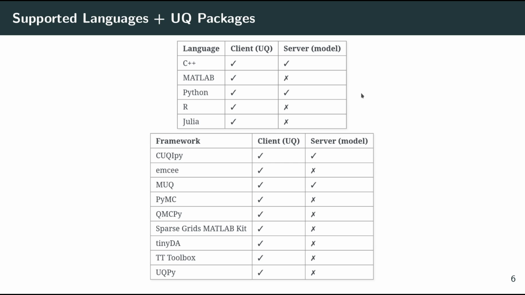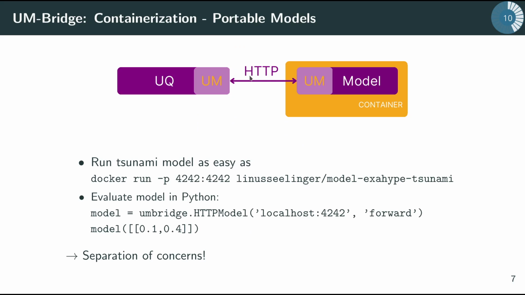So for example, through Umbridge, you can now hook up a C++ simulation code to, for example, a MATLAB UQ code without having to specifically adapt either side to that setting. So that makes it a lot easier to just use existing UQ codes and apply them to pretty much any simulation code that you come across. However, we still have the complexity of simulation codes themselves. When it comes to that, thanks to going through a network-based interface, we can now very easily containerize our simulation models.